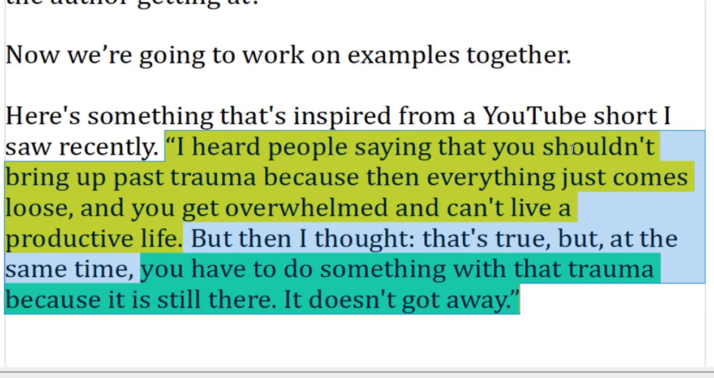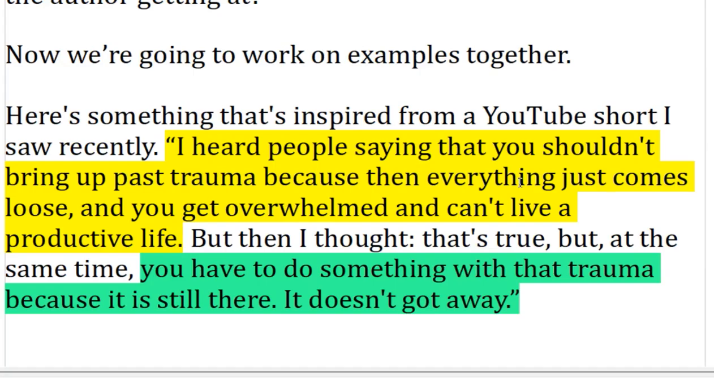I heard people saying that you shouldn't bring up past trauma because then everything just comes loose and you get overwhelmed and can't live a productive life. But then I thought, that's true. But at the same time, you have to do something with that trauma because it's still there.